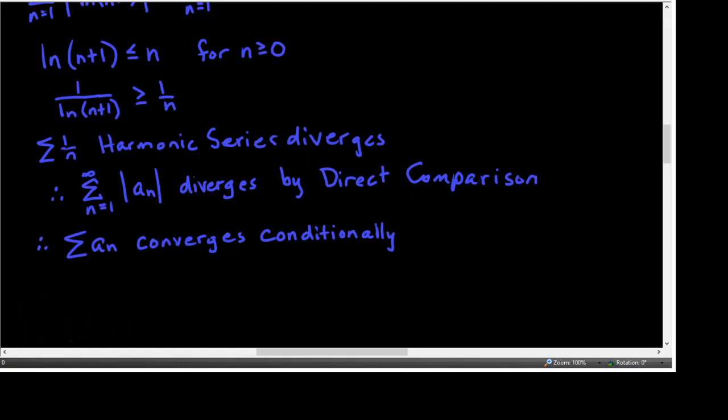Rearrangement of series. A finite sum, like 1 plus 3 minus 2 plus 5 minus 4, can be rearranged without changing the value of the sum. So if you did 1 plus 3 plus 5 minus 2 minus 4, the answer is no different. This is not necessarily true of an infinite series. It depends on whether the series is absolutely convergent or conditionally convergent.